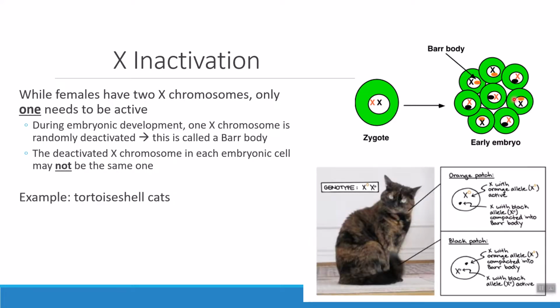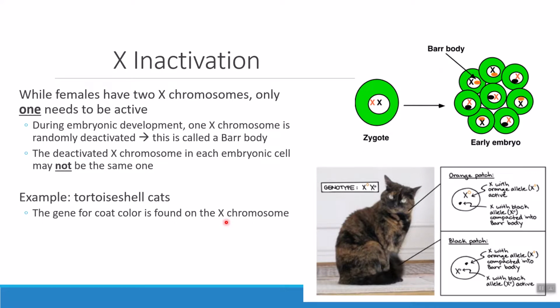This actually plays out very vividly when we look at what are called tortoiseshell cats, or sometimes they're called calico cats. In these types of cats, why we see these different colors in their coat is because the gene for coat color in these types of cats is found on the X chromosome.